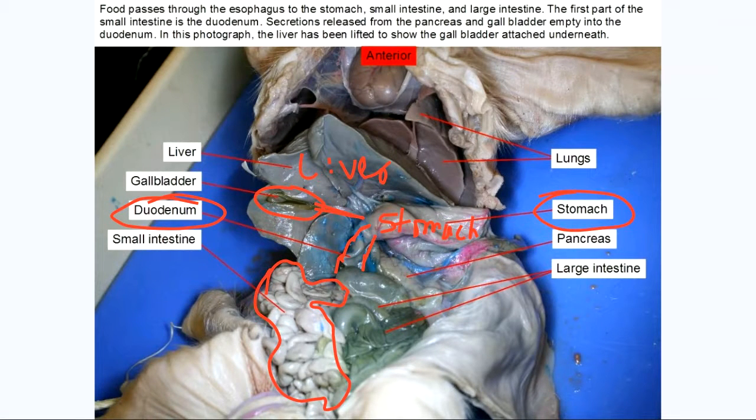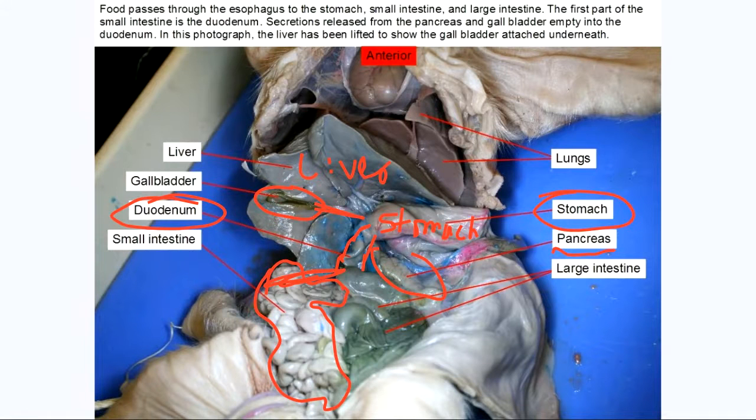Then you also have another organ, which is called the pancreas. All right, and the pancreas is another diffuse structure. It actually is not just in this location. It goes over into this area here. I think I have a better picture of that somewhere else.